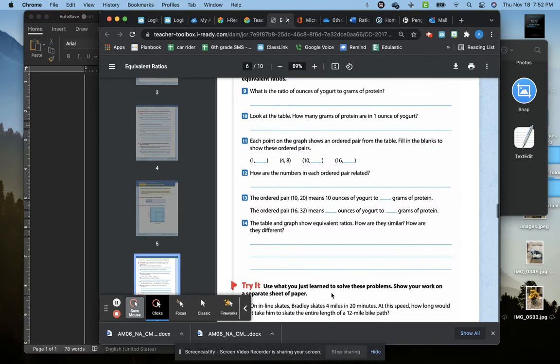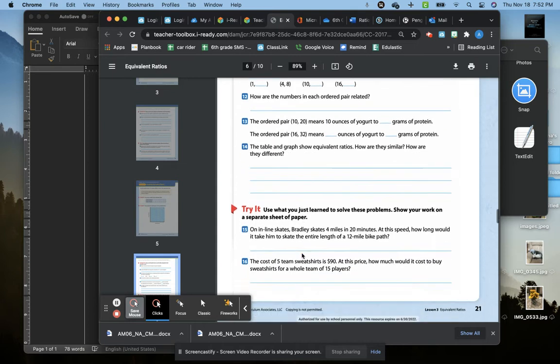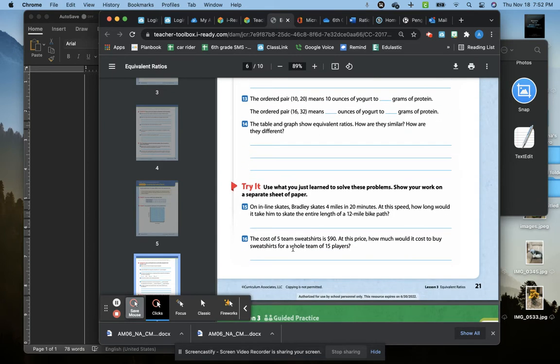And then finally, this is our lovely explain problem. You have 2 try it questions down here where you just do the same thing. It doesn't give you a table. You can make one on your own if you want. You don't really even have to graph anything. It's just finding the equivalent ratios.